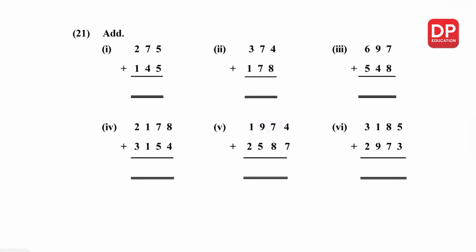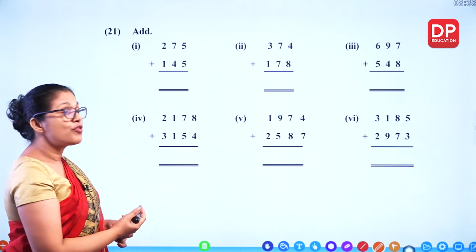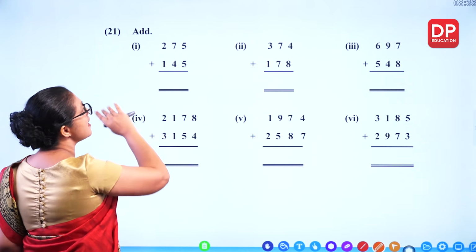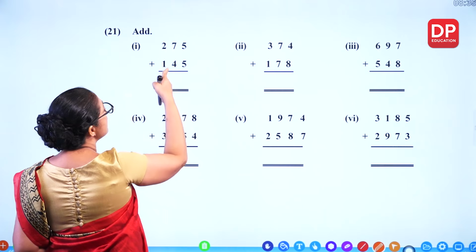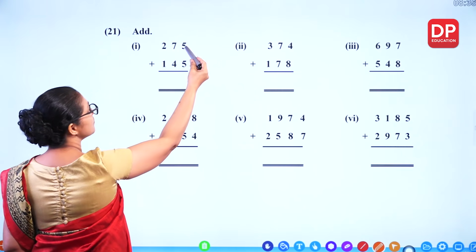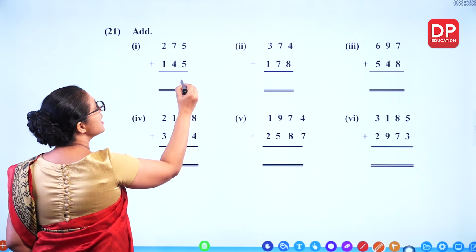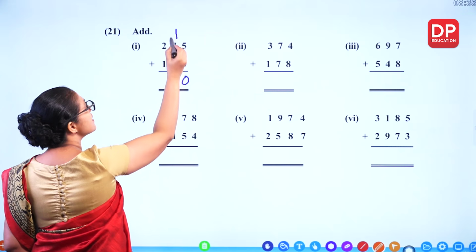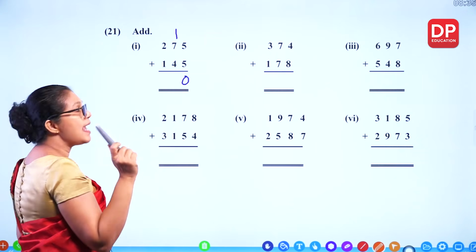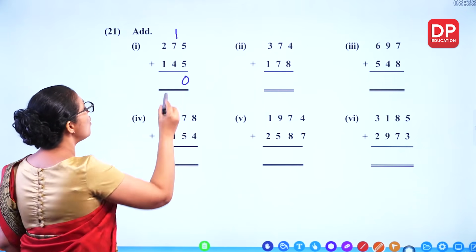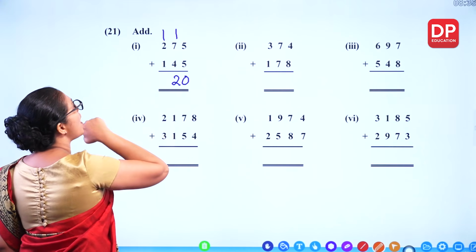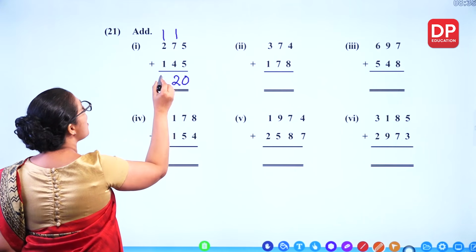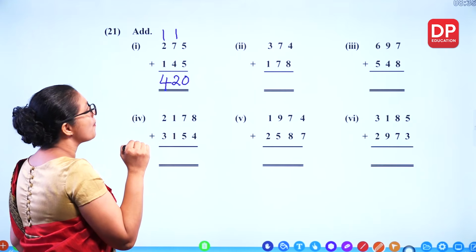Now we'll do addition without writing units, tens and thousand place. Just add all the digits column wise. 5 plus 5, 10. You take 1 to the next level. 7 plus 1, 8. 8 plus 4, 12. And take 1. 2 plus 1, 3. 3 plus 1, you get 4.